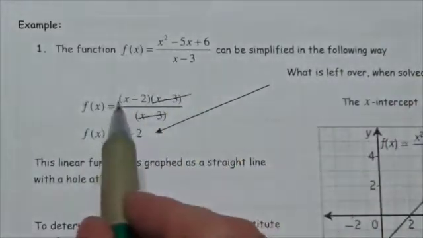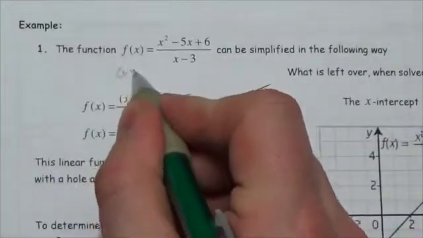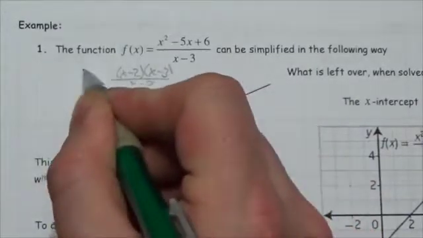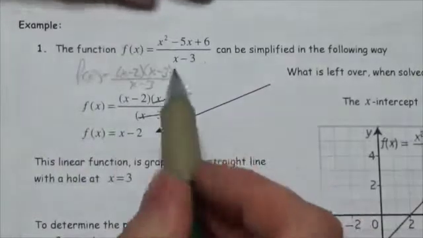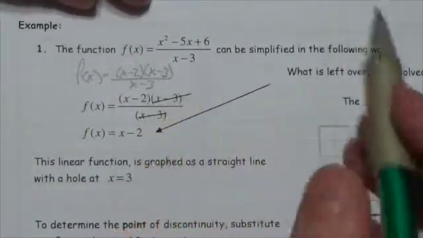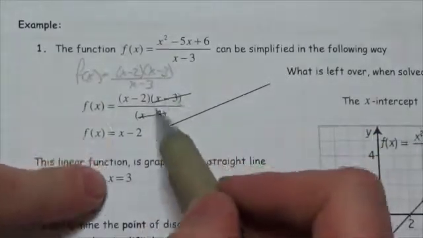The numerator here can be factored down into, if you want, x minus 2 times x minus 3, all over x minus 3. Here's my f of x. This is exactly equal to this. Okay, not a problem. But notice that there's this shared factor, this x minus 3.